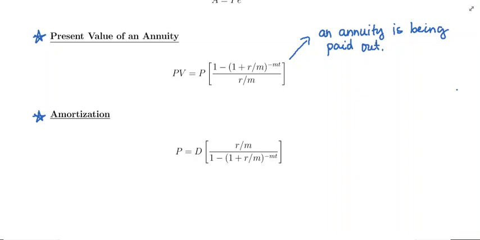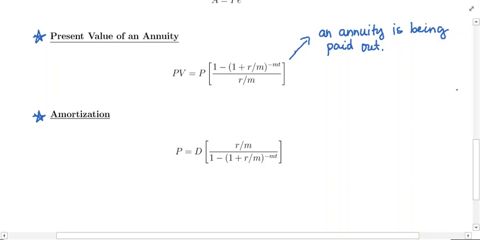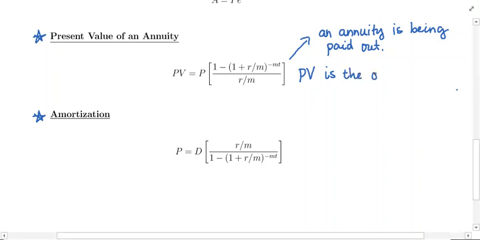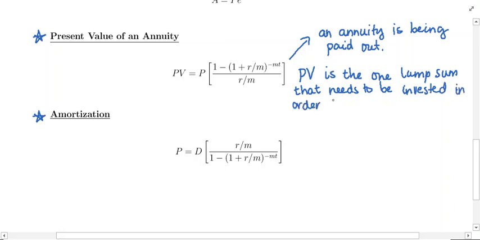Here's what I need you to know. PV stands for present value. PV is the one lump sum that needs to be invested in order to pay out the annuity.